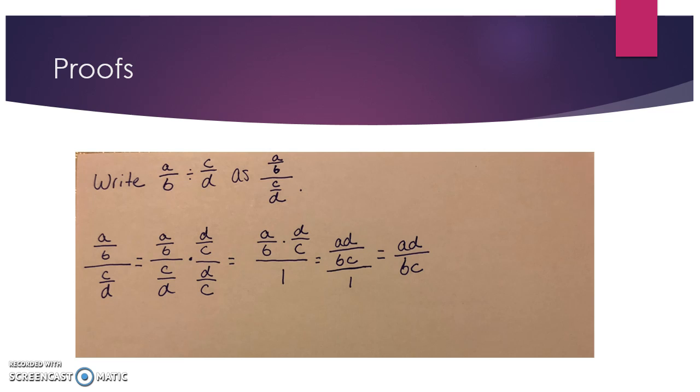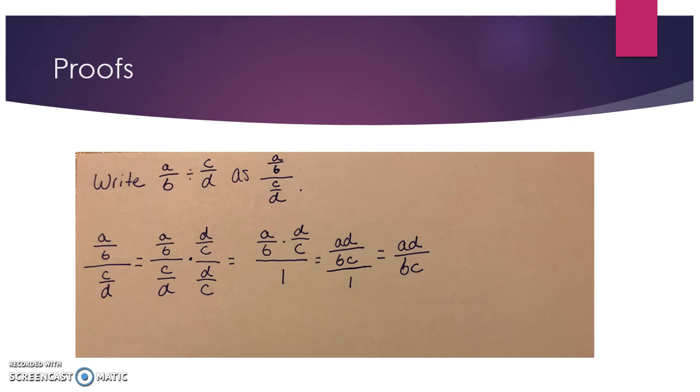That can be simplified to AD over BC on the top and 1 on the bottom, and a number divided by 1 is itself, which gives you AD over BC, which would be the same as if you just multiplied by the reciprocal to begin with. So as you can see, multiplying by the reciprocal is equivalent to dividing by the original numbers.